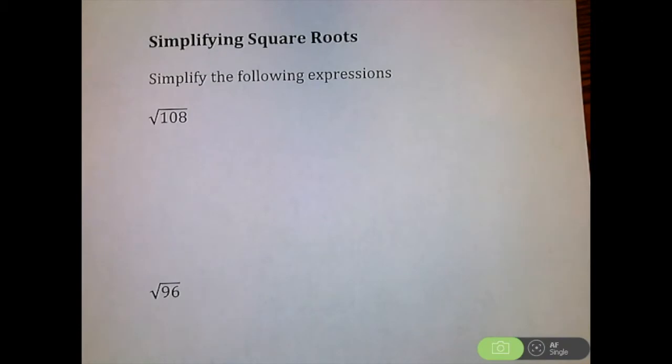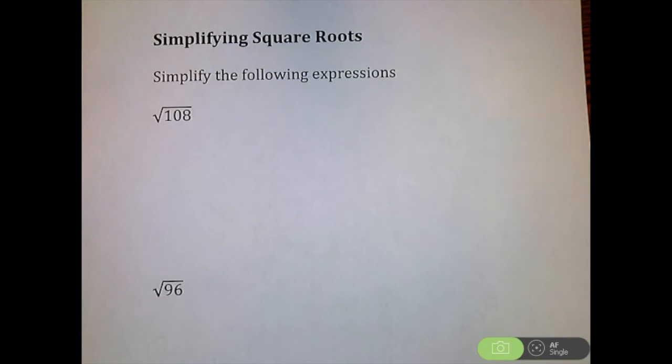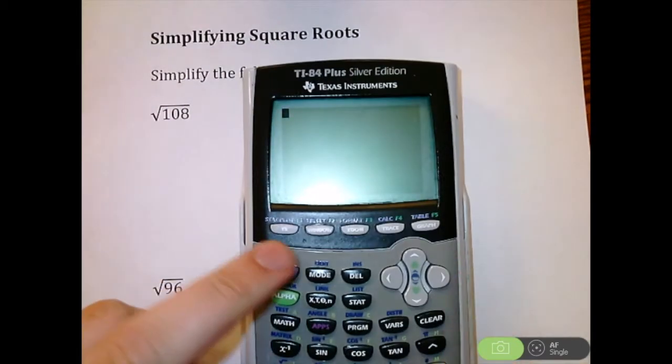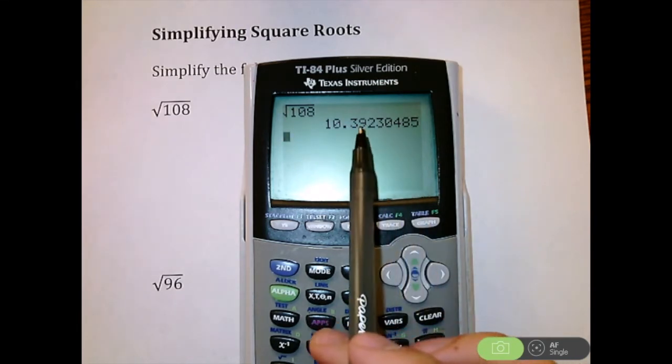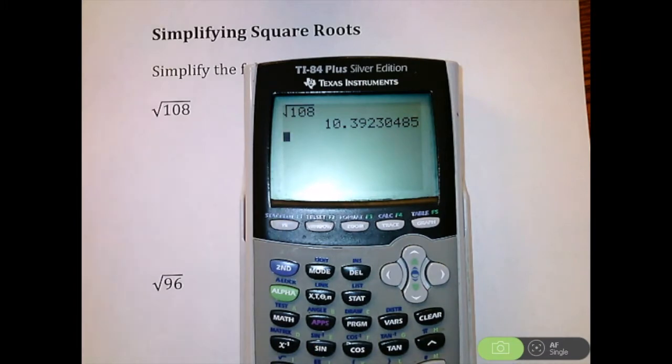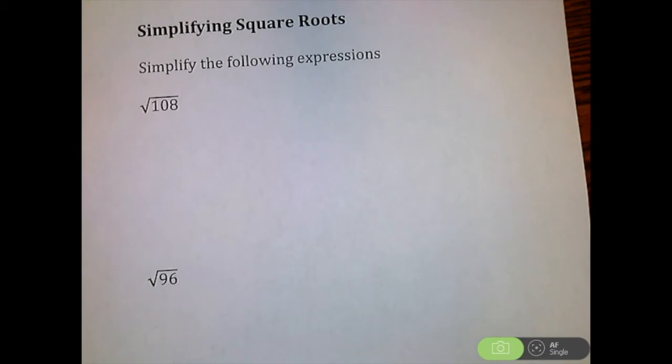Let's talk about simplifying square roots. So we're going to simplify square roots that we can't quite work out. For example, we have the square root of 108, which you could do in your calculator, and if you type square root of 108, you're going to get a decimal. And we don't exactly like working with decimals because one person rounds it one way, someone else rounds it differently, and we get different answers. So simplifying allows us to get an answer that we all agree with.